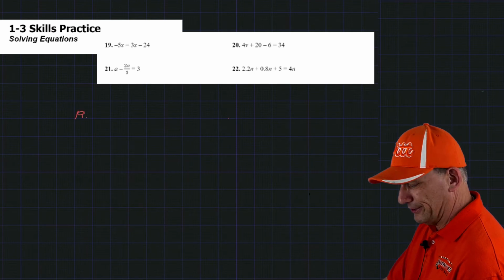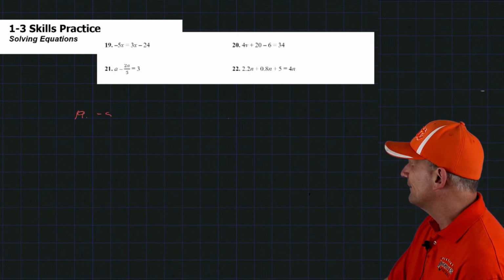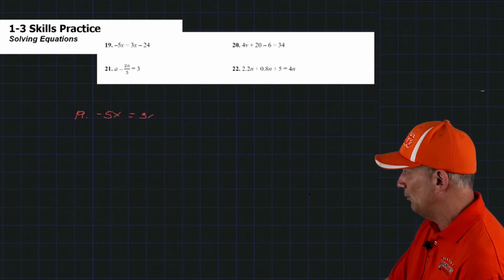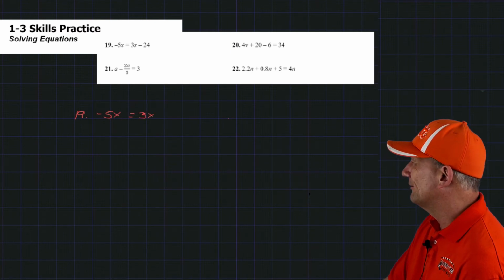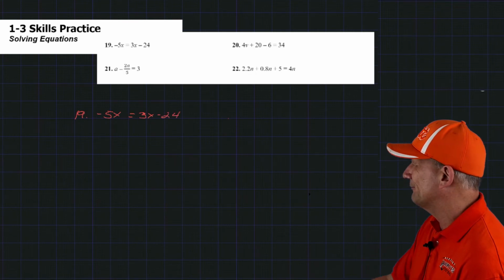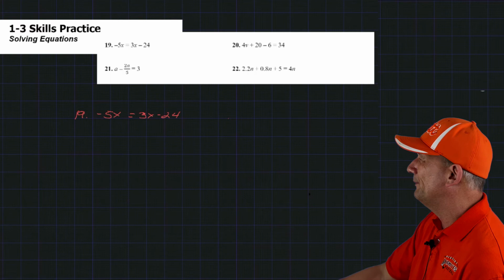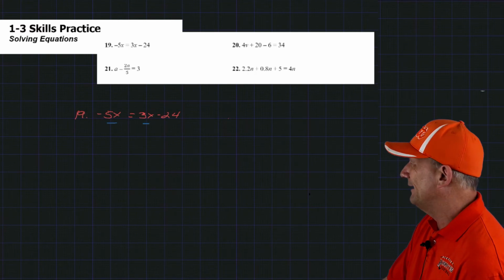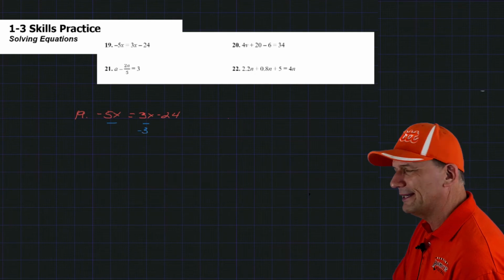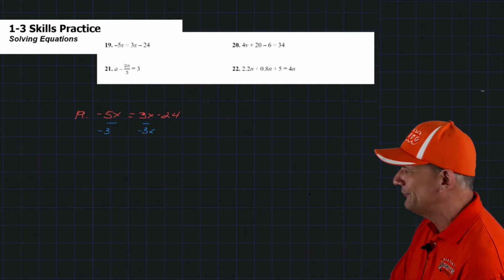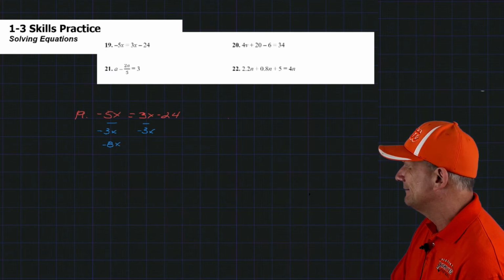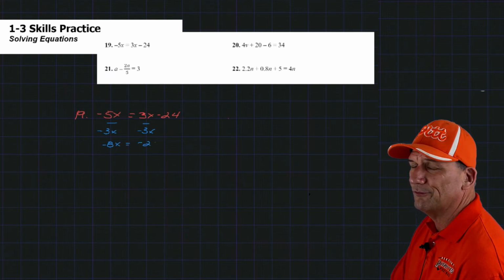All right, so 19. Once again, 2 terms with the variable. We only want 1. We subtract 3x over. I did it this way because I don't think you'd be comfortable doing it the other way. But if this was me, I would have added 5x and then added 24 to the left side. But to keep it in the same format you might be used to, I subtract 3x from both sides. I get negative 8x equals negative 24.